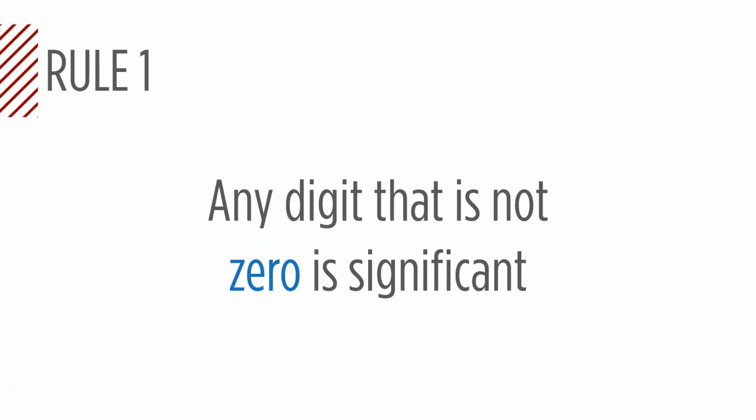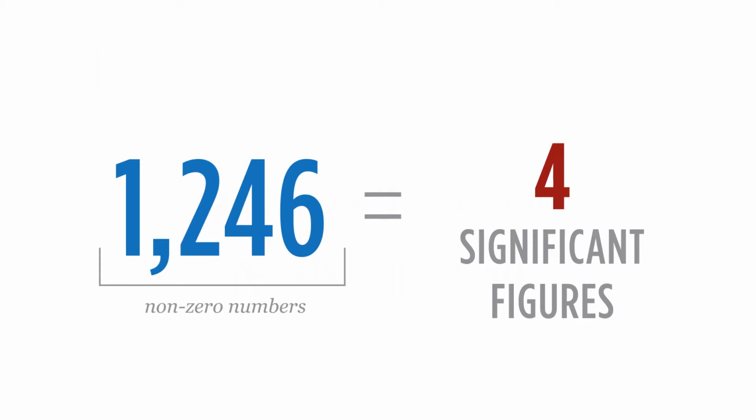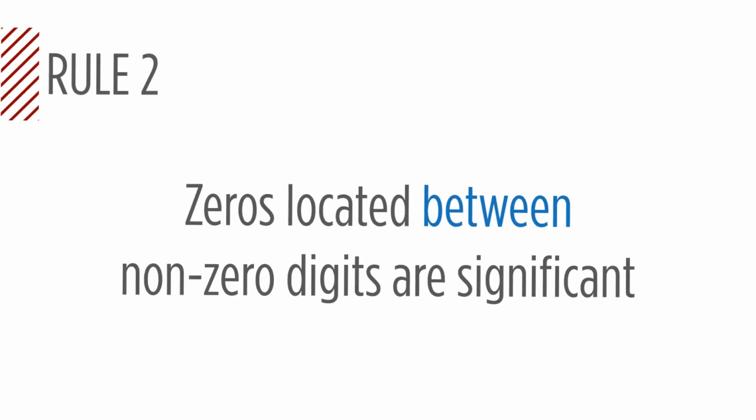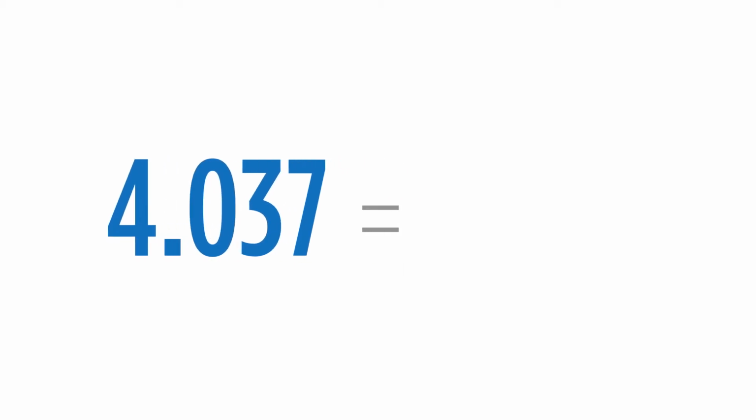So rule 1, if we have a number like 1,246, those are all non-zero numbers, so therefore we're going to have 4 significant figures, or sig figs. Rule 2, we're going to have, let's say, a number like 202. Here we have a zero between two non-zeros, so therefore that'd be 3 significant figures. And if we look at a number like 4.037, again, the zeros between non-zero digits, so therefore in this case we have 4 significant figures.